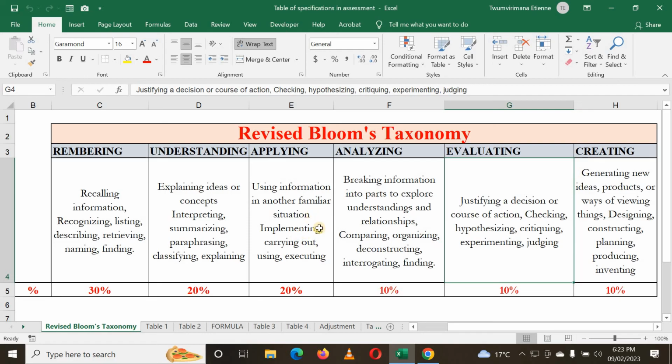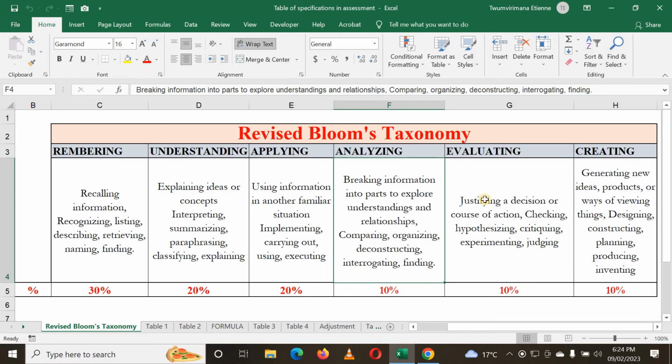Implementing, carrying out, using, executing. The next level, we're now going to start going beyond, to higher order thinking: analyzing, evaluating, creating. Now, analyzing is breaking information into parts to explore understanding and relationships: comparing, organizing, deconstructing, interrogating, and finding.